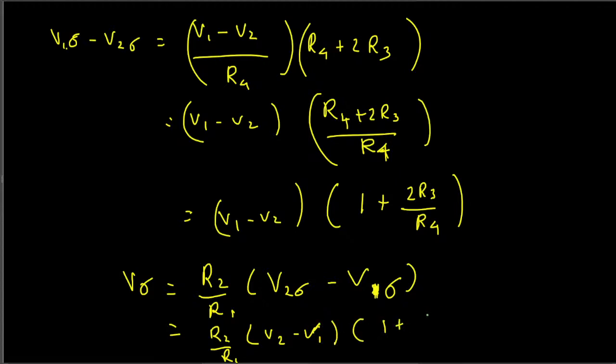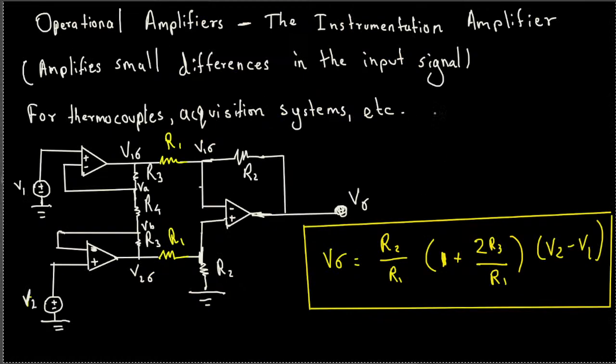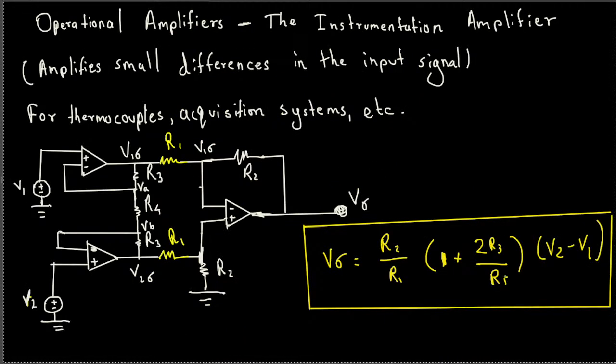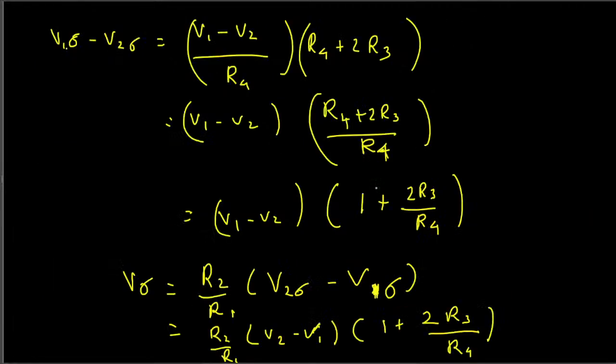times 1 plus 2R3 over R4. And if you look at this one, R2 over R1, 1 plus 2R3 over, yeah, this one should be R4 here. Yeah, 1 plus 2R3 over R4, V2 minus V1. This is the equation for the V output, and we show how to derive this one.